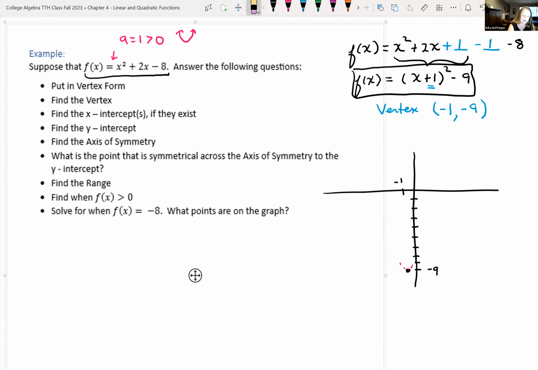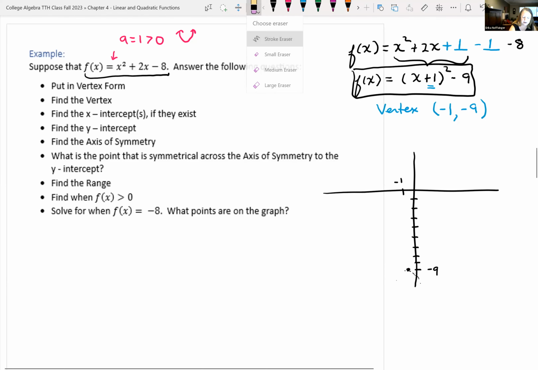If my value of a was less than 0, in this case it's not, but if it was, I would be going downwards and I would see that my graph could not cross the x-axis there. So that could save me some time looking for my x-intercept, if I plot my vertex or know what my vertex is, whether it's above or below the x-axis, and what direction my parabola is facing.